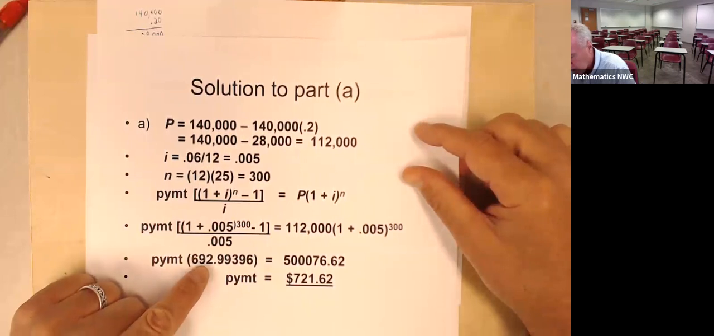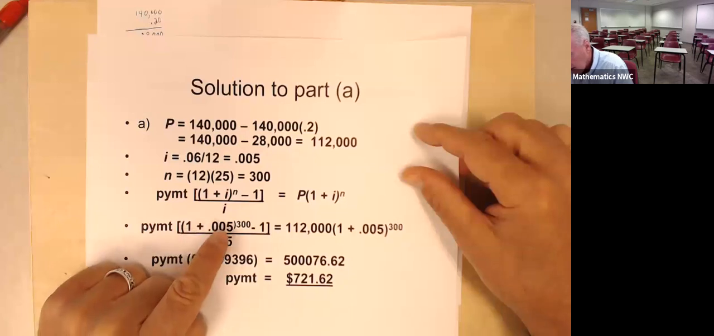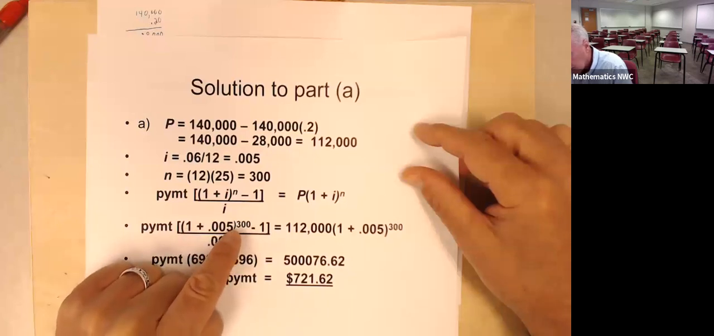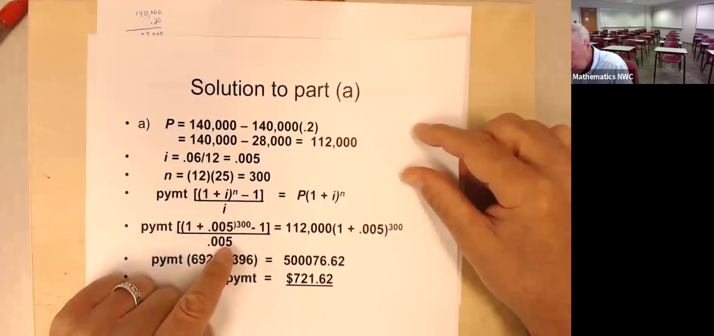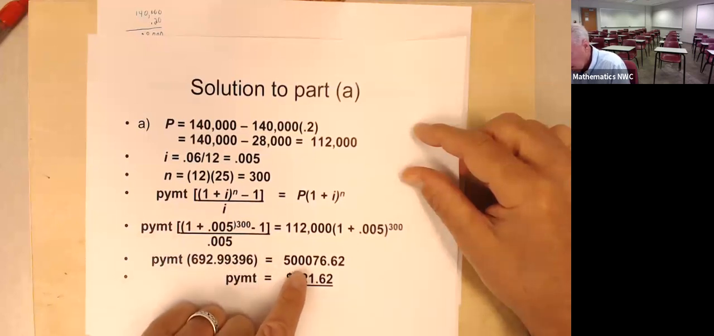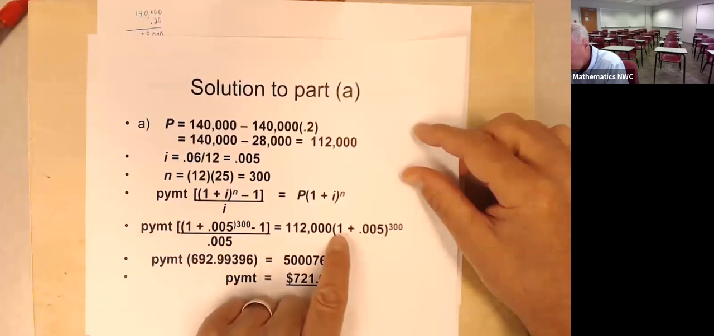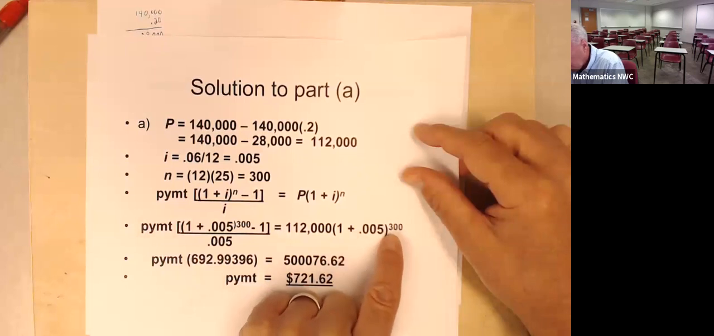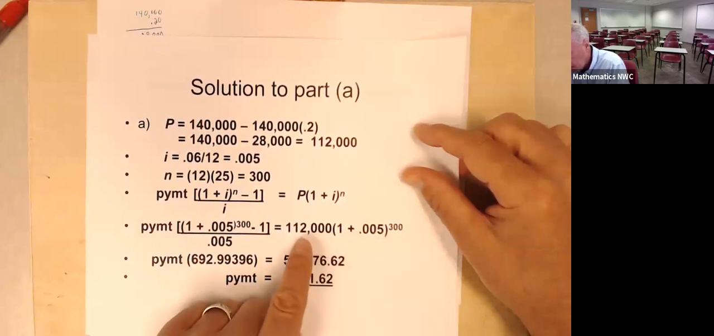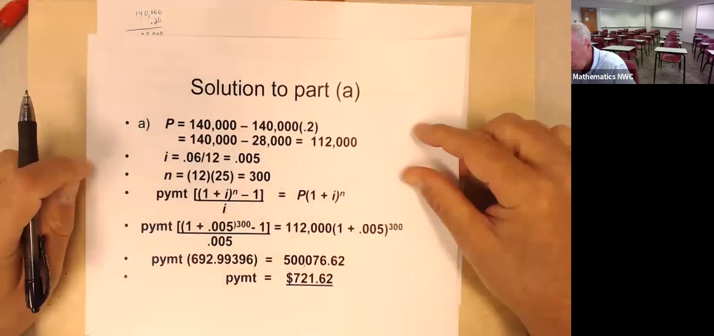Again, just a quick review of that. It would go 0.005 plus 1, enter. Exponent 300, enter. Minus 1, enter. Divided by 0.005, enter. And you should have about 692, etc. To go from here to here on your calculator, you're going to go 0.005 plus 1, enter. Exponent 300, enter. Times 112,000, enter. And you should get that number, which is about 500,000.